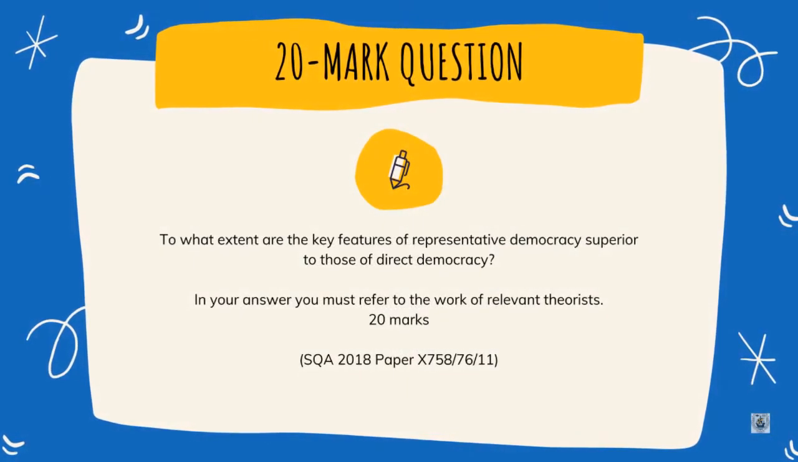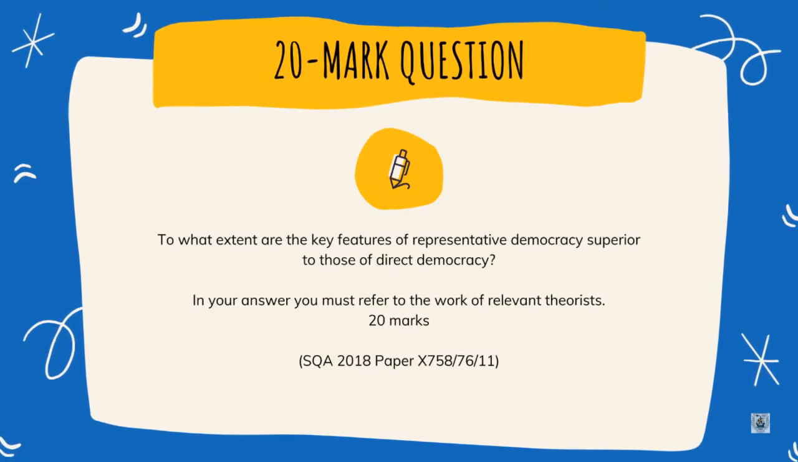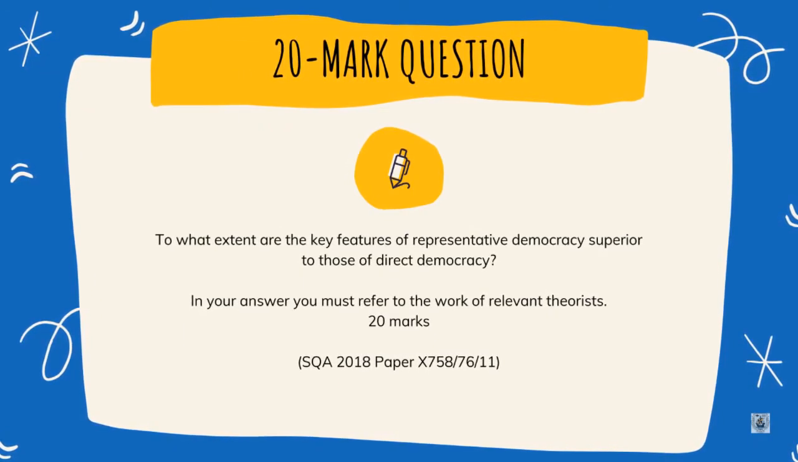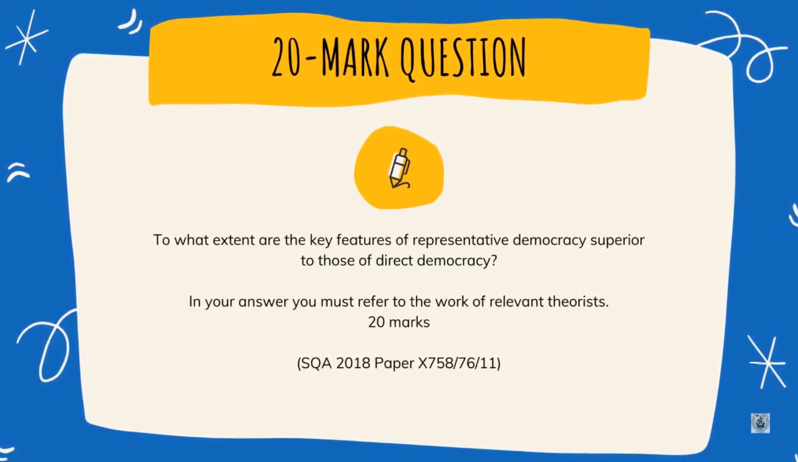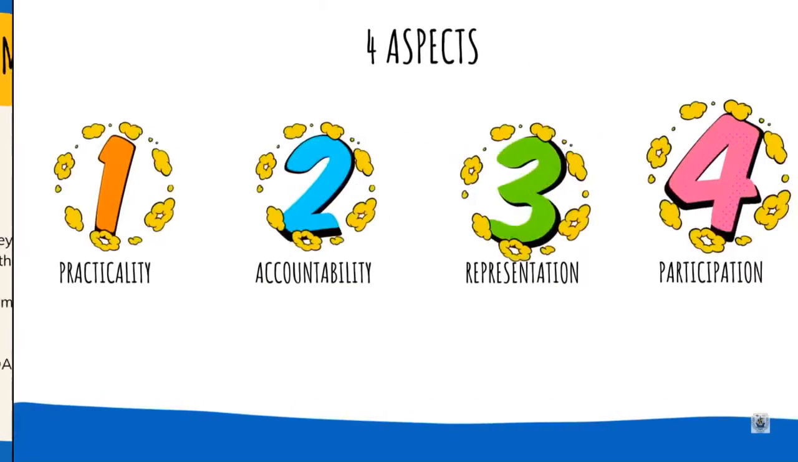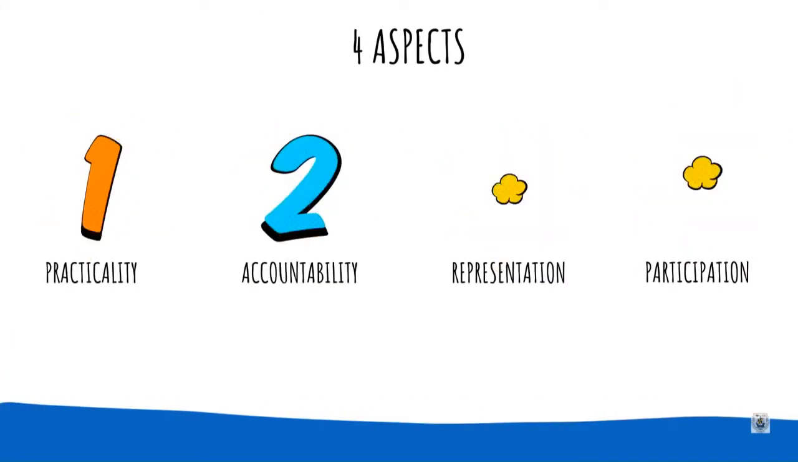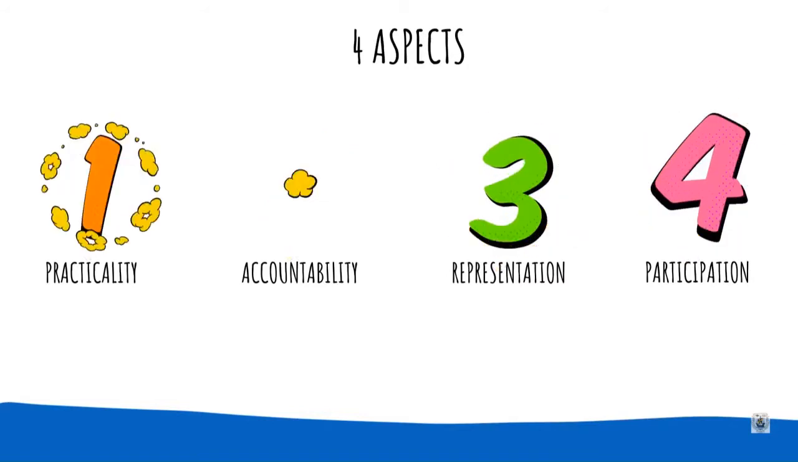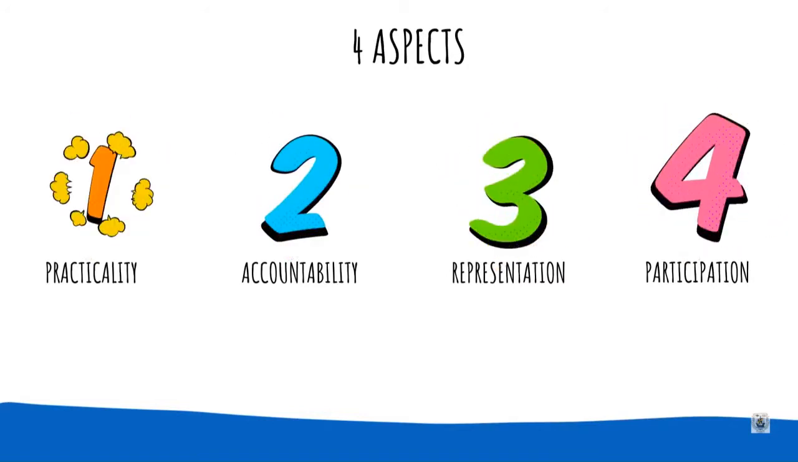To what extent are the key features of representative democracy superior to those of direct democracy? In your answer, you must refer to the work of relevant theorists. In order to score highly in the 20-mark essay, we need to ensure that we are discussing 4 distinct aspects. The 4 aspects that we have discussed in this theme of study are practicality, accountability, representation, and participation. These are 4 ideal aspects for these 20-mark essays.